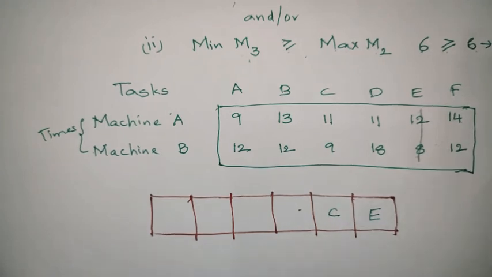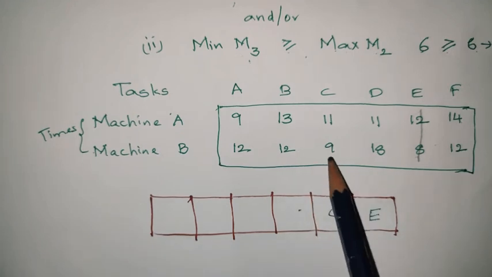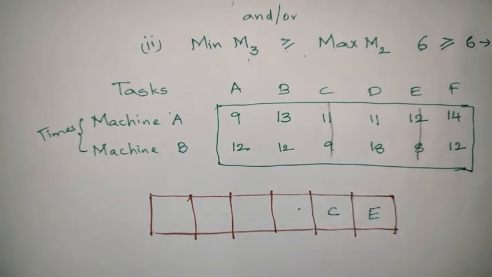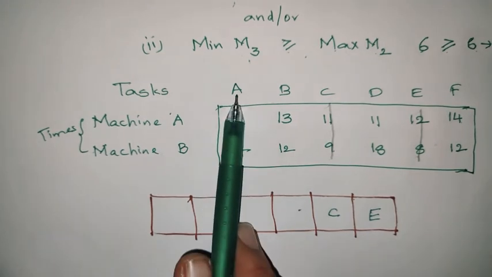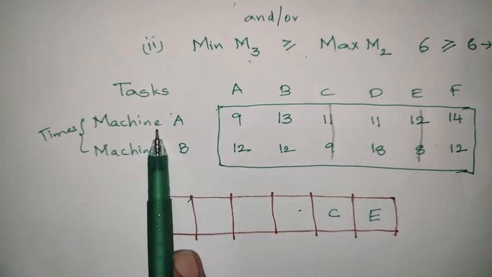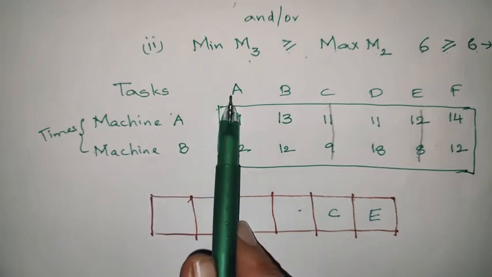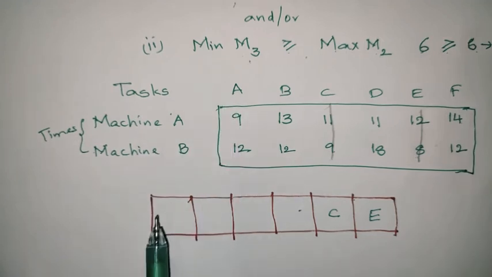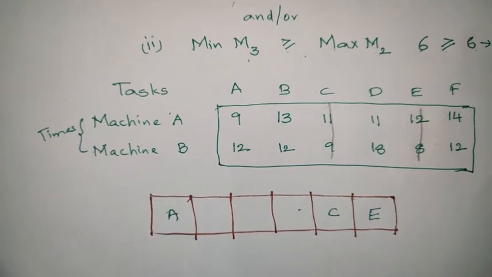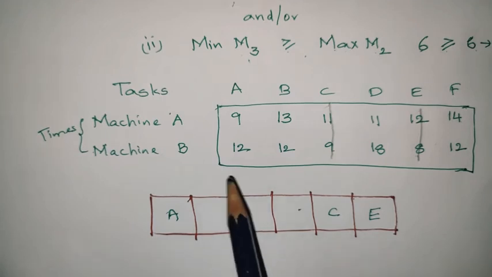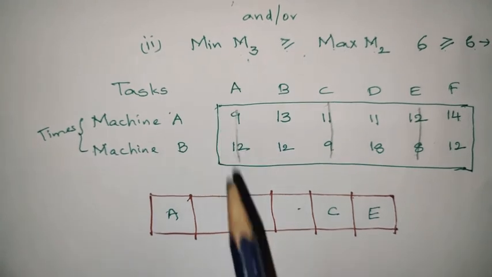Then strike off C, and next 9. The next 9 corresponds to the task A, which is on machine A. So that's why we need to write A on the left side of the grids. In these 4 grids, the left side is this one. So that's why I am writing A here. Now strike off A, and next.